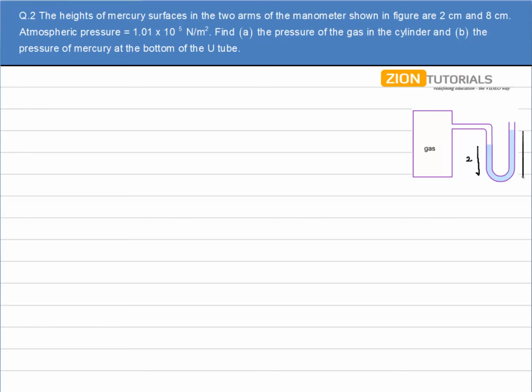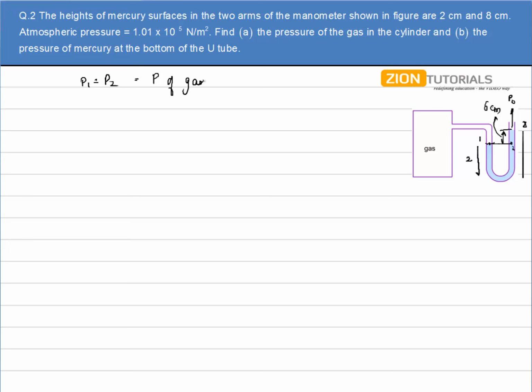This height is given as 8 centimeter. So the difference in height, that is this much height, is of course 6 centimeter. Now let's say the atmospheric pressure is P naught. So we know that the liquid at the same level will have the same pressure. So let's say this is my point 1, this is my point 2. So pressure at point 1 will be equal to pressure at point 2, and pressure at point 1 will be equal to pressure of gas.